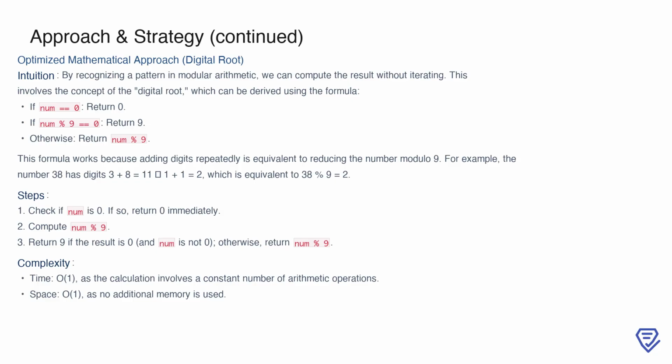Using this insight, we can derive the result using a simple formula: if the number is 0, we return 0. Otherwise, if the number is divisible by 9, we return 9. For all other cases, the result is simply number % 9. This approach is highly efficient, as it involves only a constant number of calculations, giving it a time complexity of O(1). Additionally, it uses O(1) space, making it an excellent choice for handling large inputs efficiently.